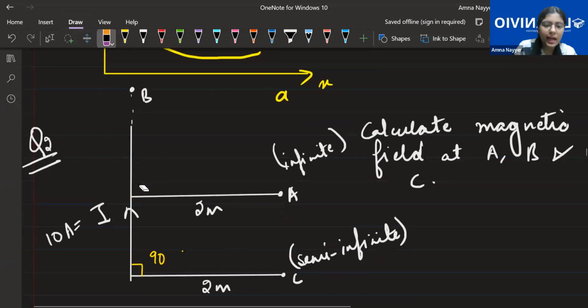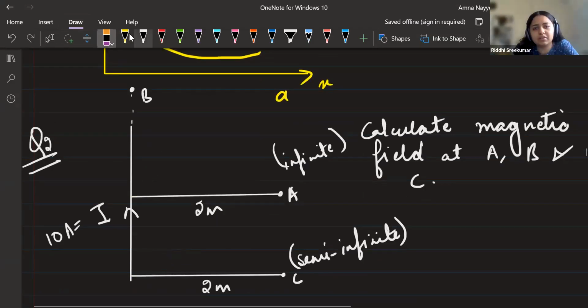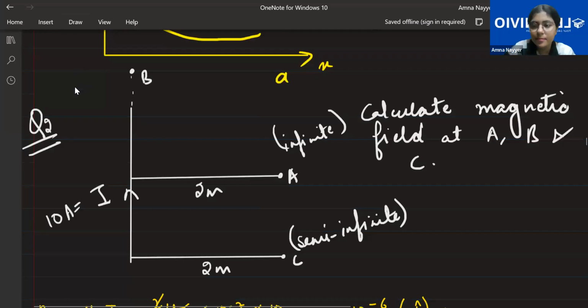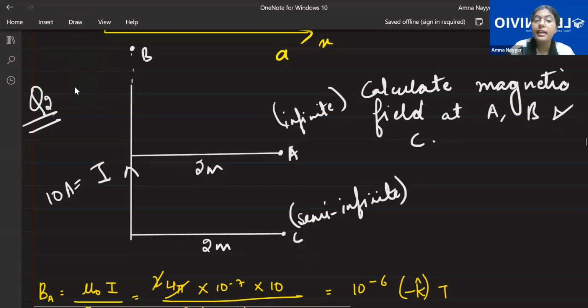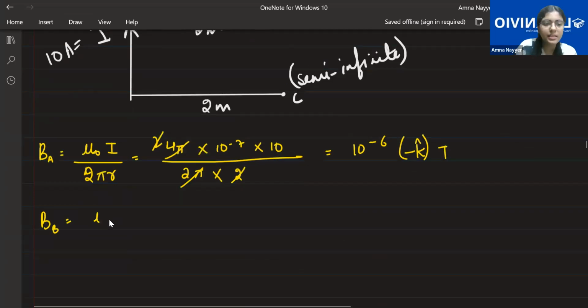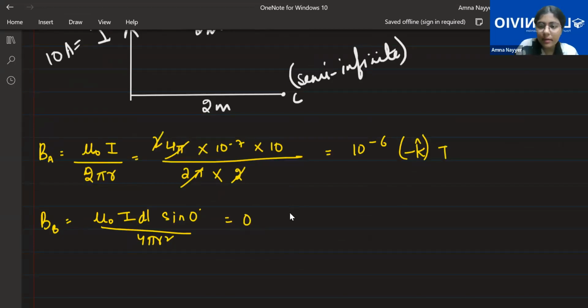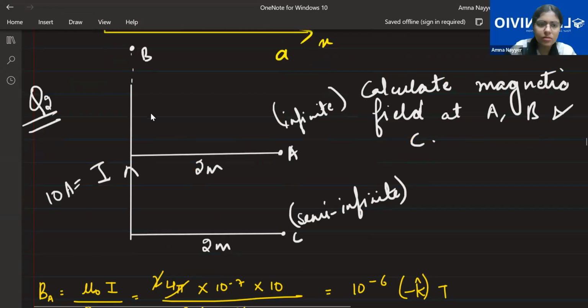Now, for the axis, the magnetic field will be zero. Reason: the theta is 0 degree because it's completely overlapping the current. Theta is 0 degree. Here when we use B is equal to mu naught I dl sine 0 degree divided by 4 pi r square, it gives zero. So remember it as a general answer, that magnetic field at the axis will be 0. Remember it as a general answer because you will be using it further also. So no direction, nothing. Magnetic field is 0, story is over.